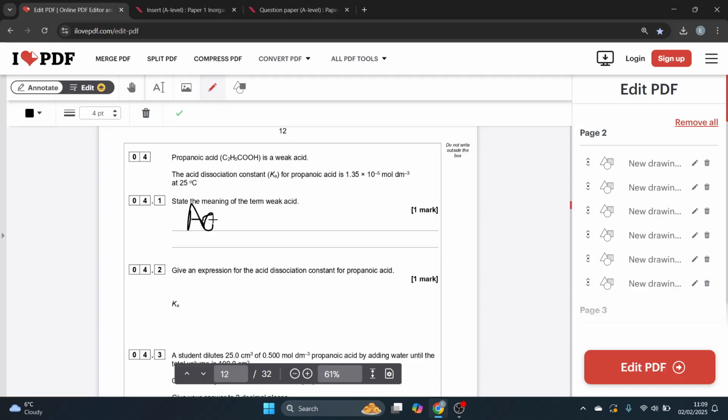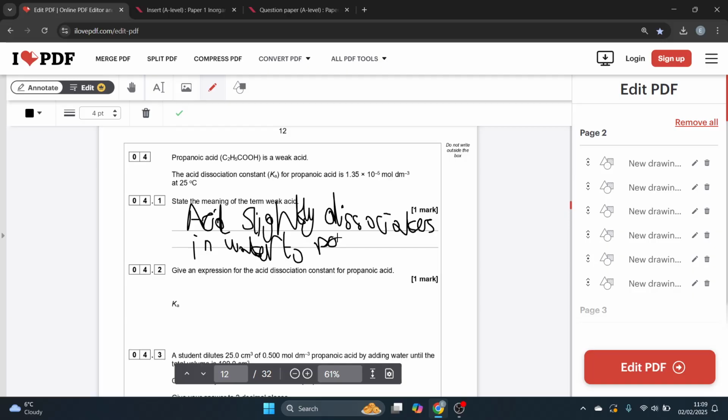When the acid slightly dissociates in water to form ions. That's going to be the nice part though. The next couple of parts for this question, I can just tell are not going to be as easy compared to this. Acid slightly dissociates in water to form ions.